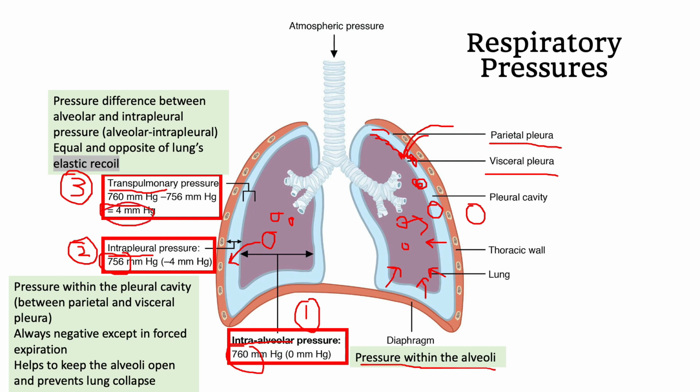If you see here, the transpulmonary pressure has the same value as the intrapleural pressure, but in a different direction. Transpulmonary pressure is always positive, and the intrapleural pressure is negative. So transpulmonary pressure is equal to the intrapleural pressure but in the opposite direction. This transpulmonary pressure is equal and opposite to the lungs' elastic recoil.